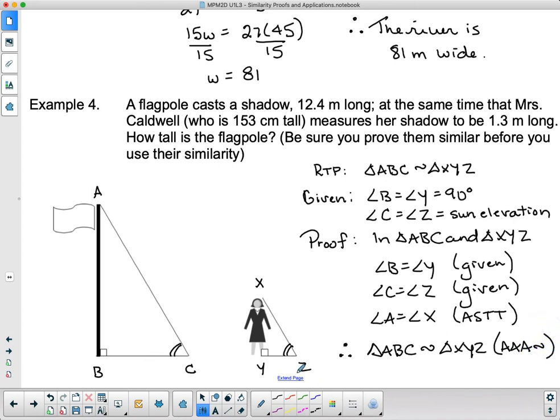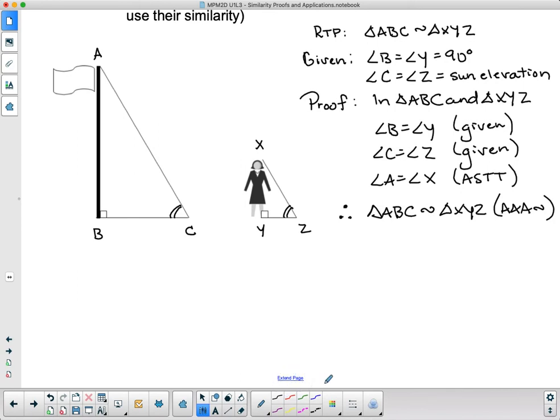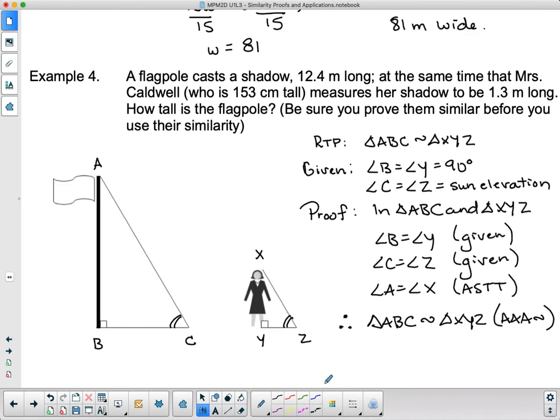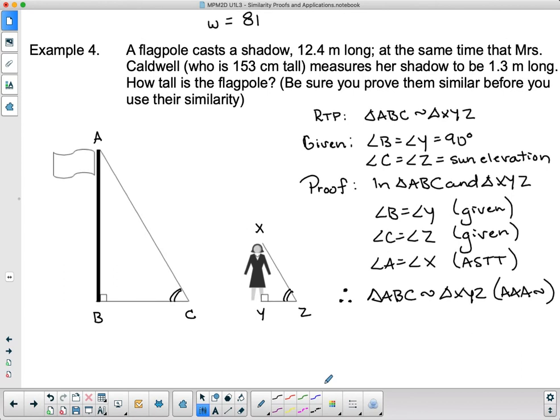Okay, so we got three proofs for you there. I'm just going to set this up. We got to put the numbers on here so that we can use the similar triangles to find what we want. So here we want to find out how tall the flagpole is. So I'm going to put an X here. We know that the flagpole casts a shadow 12.4 meters long. And if we look over here, it says that I am 153 centimeters tall. I'm going to put that in meters though, 1.53 meters. And my shadow is 1.3 meters long.